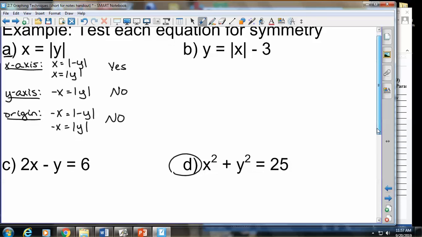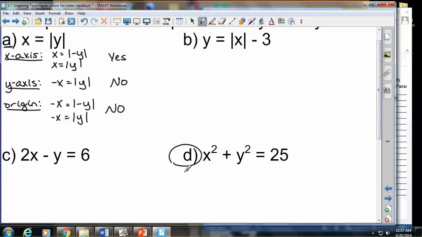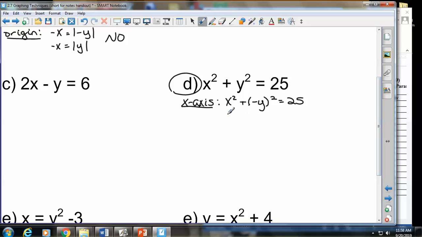Let's do D. How do I check symmetry to the x-axis? Change y to a negative. If you take a negative and square it, it becomes positive. Is that the same as we started? So this one is symmetric to the x.